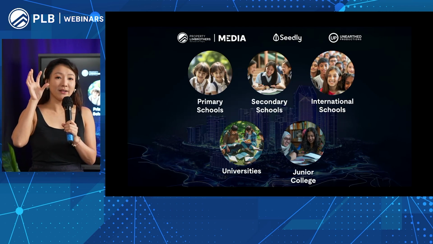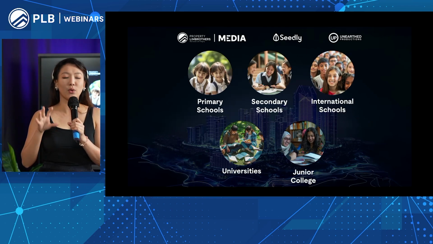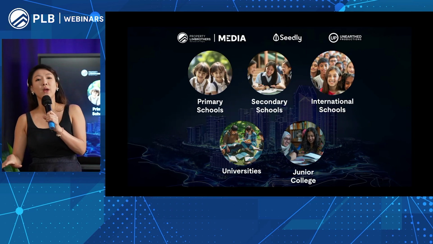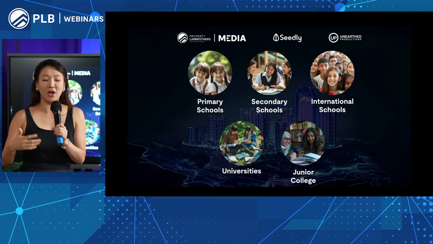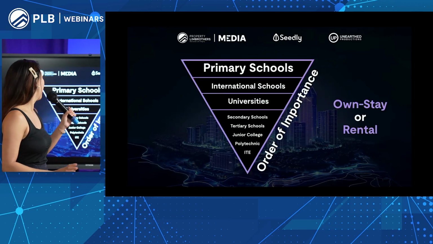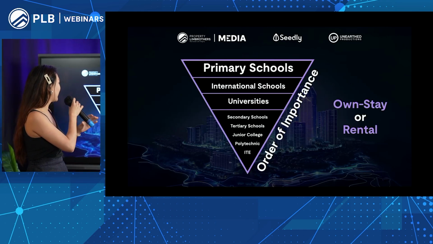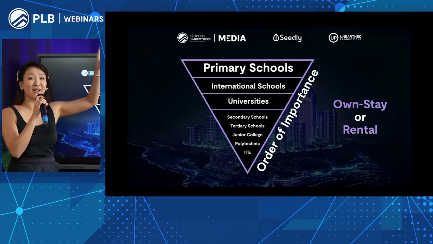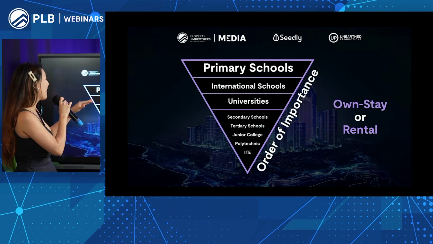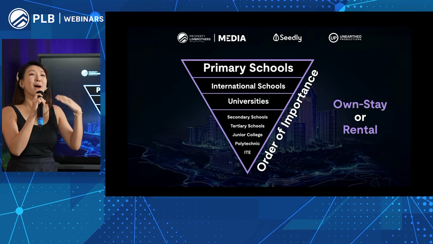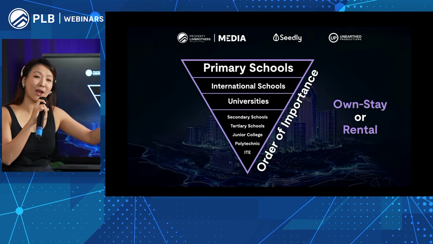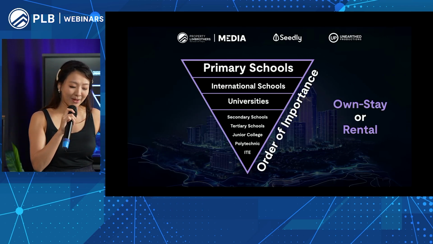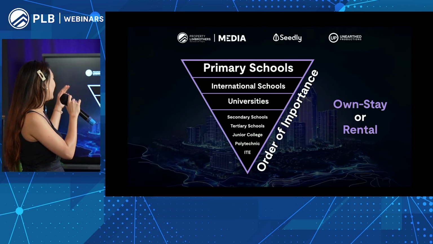The purpose of having this webinar is to help you have a framework to follow, because every time you step into a show flat, you will be bombarded by a lot of different information. By order of importance, a primary school really holds number one in terms of priority, because by regulation, you need to stay within 1 or 2 kilometers before you get a chance to have your kid enroll into that particular school. Number 2 would be international school.